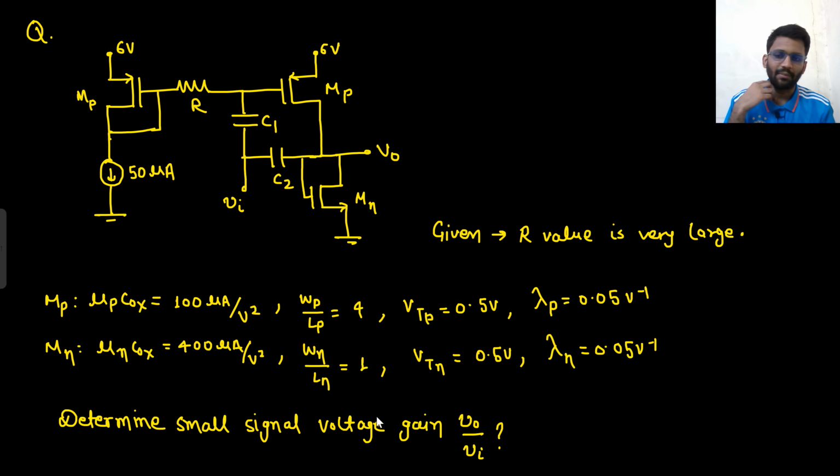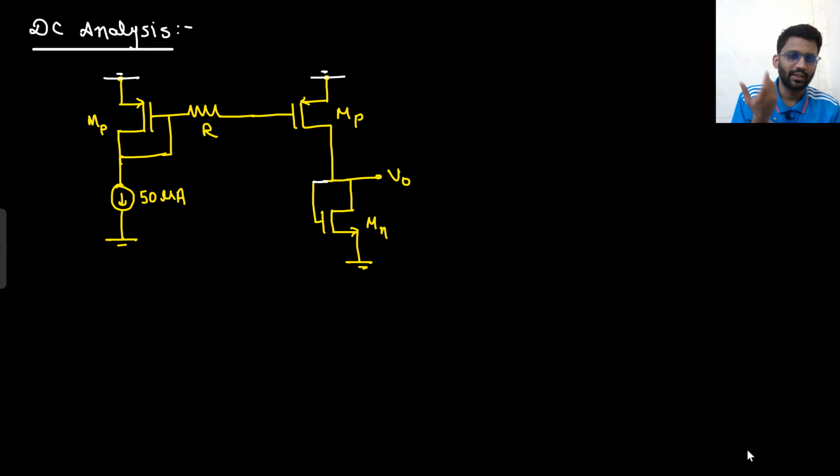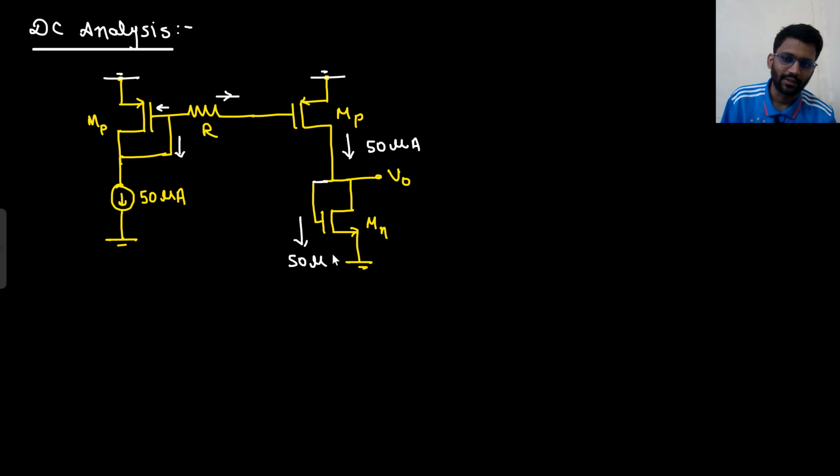Now all the transistors are biased in the saturation region. It is not written, but you have to consider it, because only then can you consider them as an amplifier. Since this is 50 microampere current, there is 0 current coming here, and 0 ampere current coming here. This is 50 microampere, then this will also be 50 microampere. So all the transistors are having 50 microampere current.